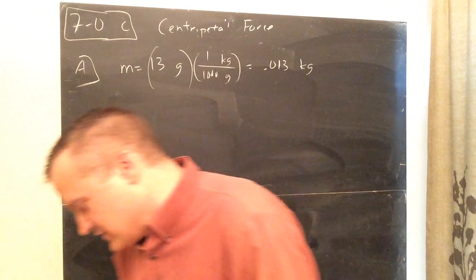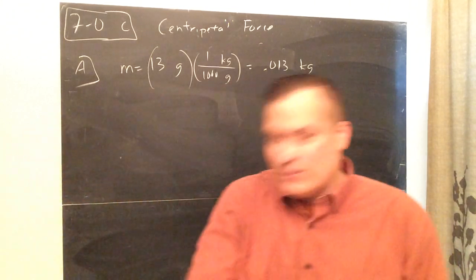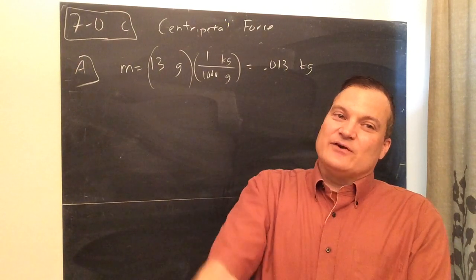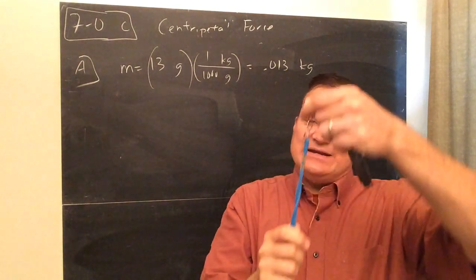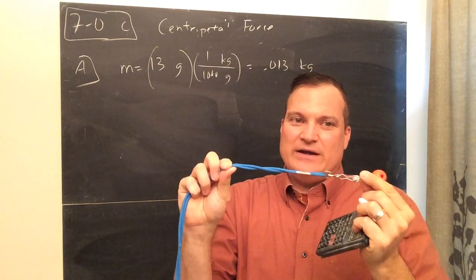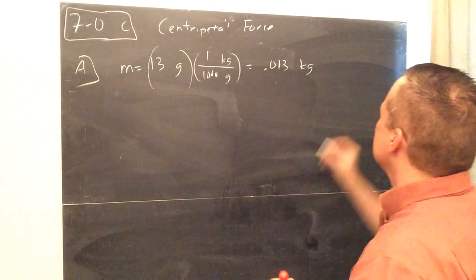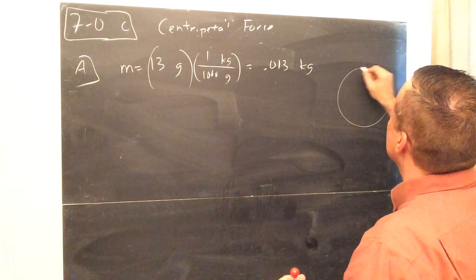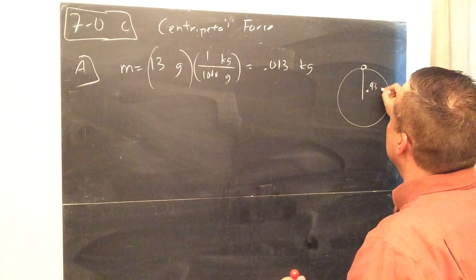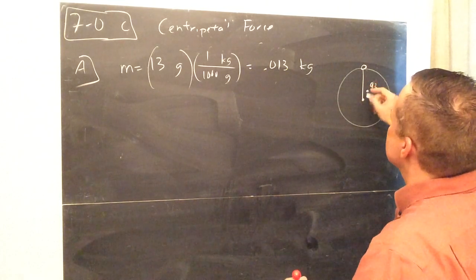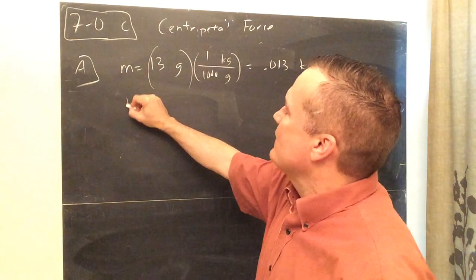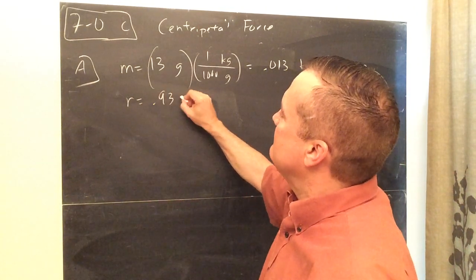All right, what else did they tell you? It's attached to a 0.93 meter string. They're telling you to assume that's the radius. That's not 0.93 meters from my finger to there, but we'll pretend it is. 0.93 is the radius. So you might draw a little diagram. Here's a little ball, 0.93 meters, that distance from there to there. So the radius is 0.93 meter.